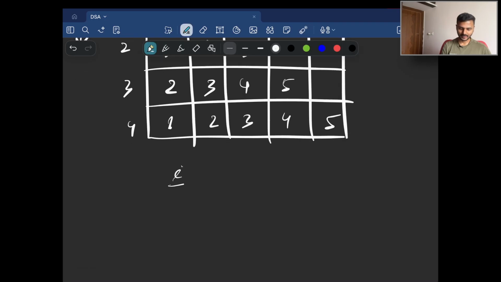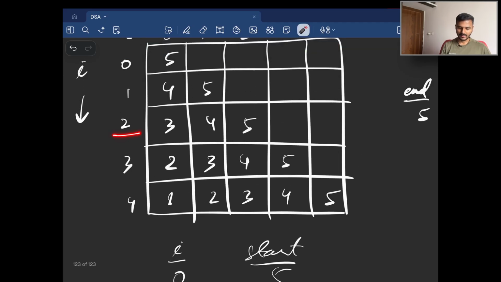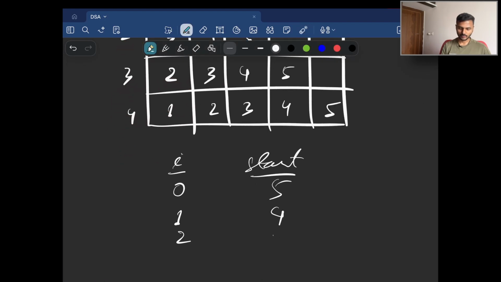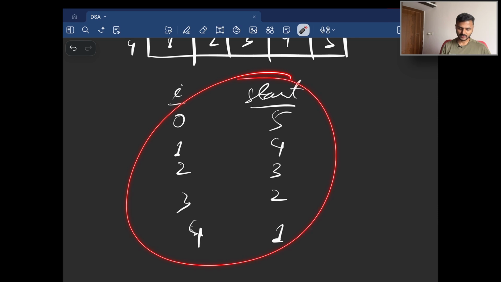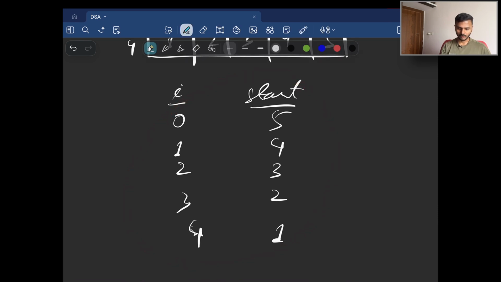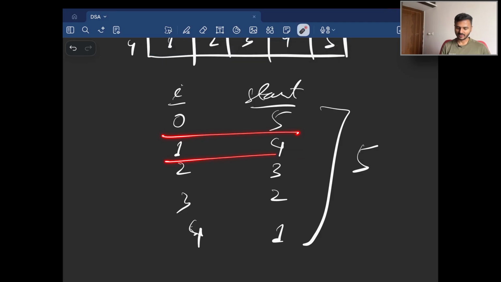So can I say that when I is 0, start is 5. When I is 1, start is 4, right? When I is 2, start is 3, then I is 3, start is 2, and I is 4, start is 1. Now observe this. What do you notice? You'll notice that when you add the value of I and the start value, what you get is a constant value, which is 5, right? So this holds for 0 plus 5, 1 plus 4, 2 plus 3, and all of these.